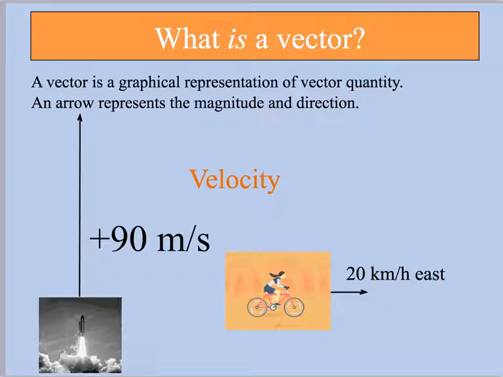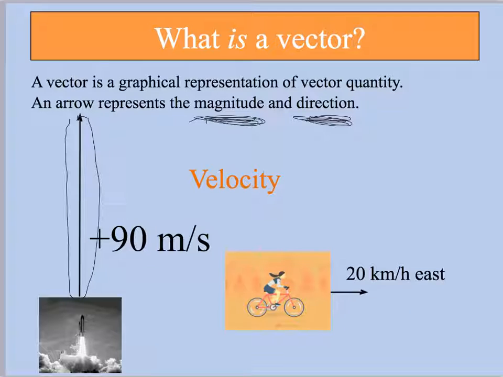So when you want to represent a vector quantity graphically, you use a vector. Now, a vector really is just an arrow, and that arrow has a certain length, and that arrow points in a certain direction. The length of the arrow represents its magnitude, so a bigger magnitude, a longer length. And of course the direction is whichever way the arrow is pointing.